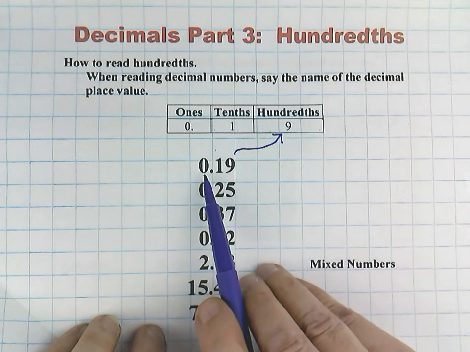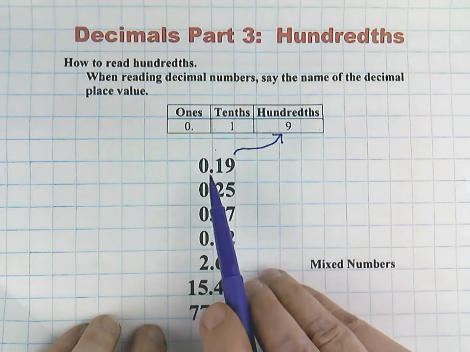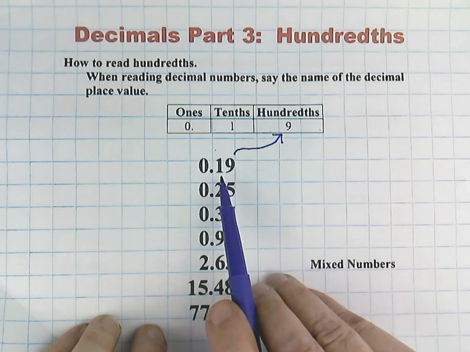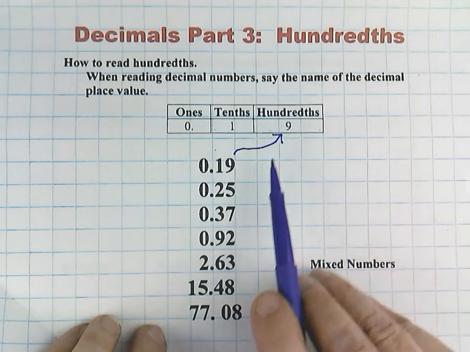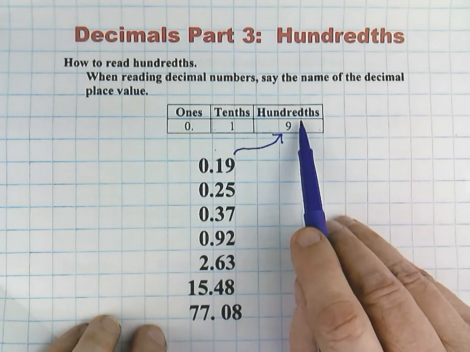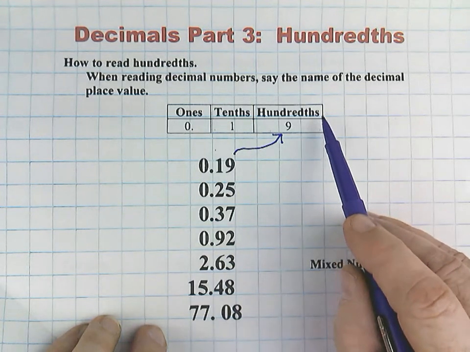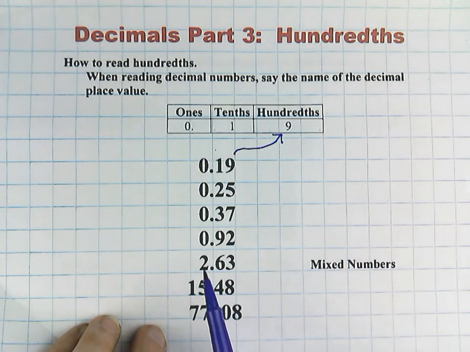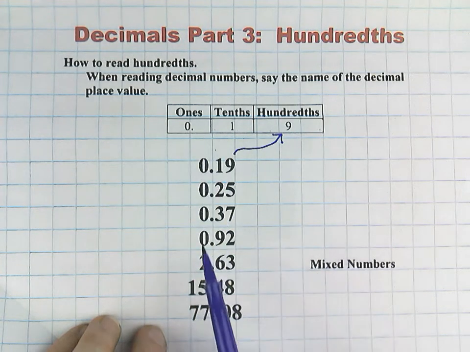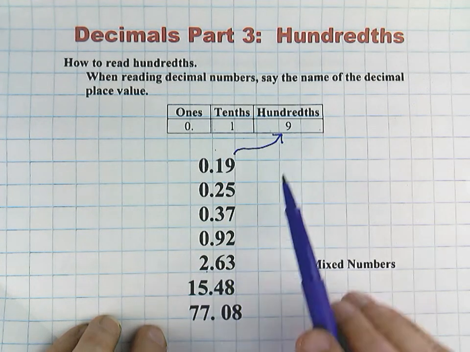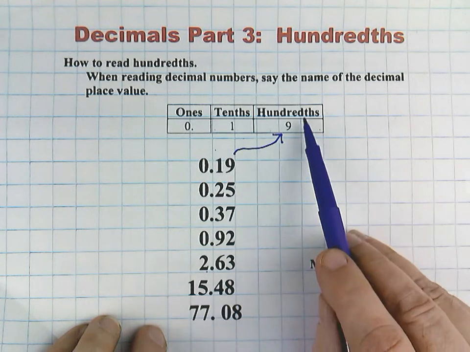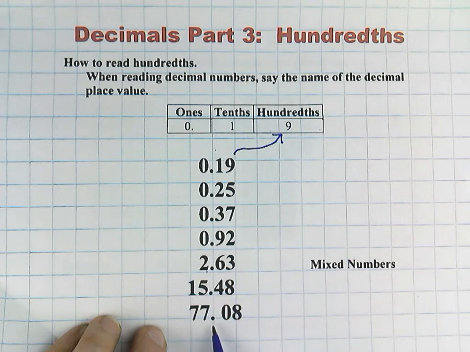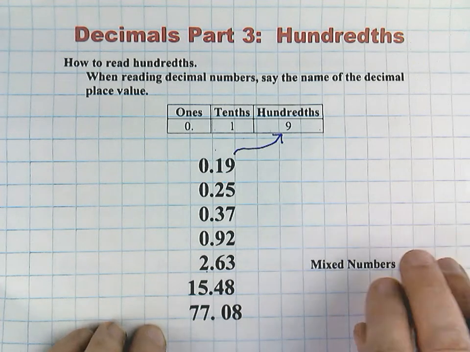We don't say the zero. We wouldn't say 0.19. That's simply 19 hundredths. 25 hundredths. 37 hundredths. 92 hundredths. In this case, we have a mixed number because we do have a digit to the left, and that would be in the ones. So we would read this as 2 and 63 hundredths. 15 and 48 hundredths. 77 and 8 hundredths.